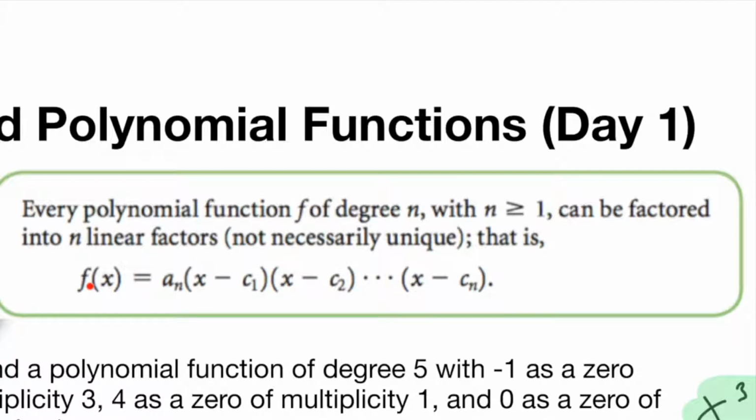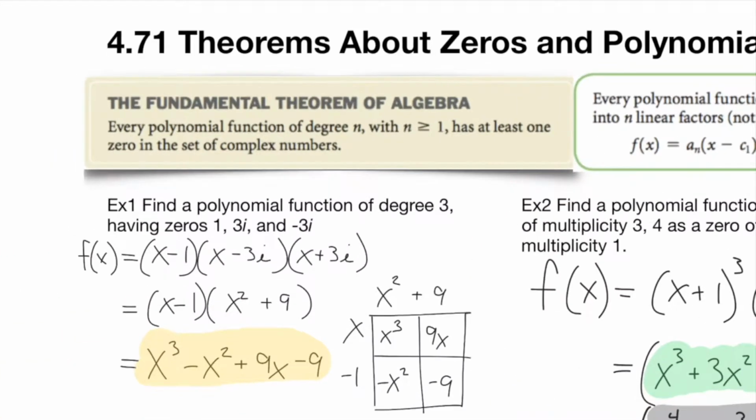And it's going to be over the complex numbers, so sometimes you might need imaginary numbers, but you can always turn every polynomial into that. If you know the degree of that polynomial, like if the degree is 5, if it started off with f of x to the 5th, then you would have 5 of these sets of parentheses, and maybe you might have a number out in front. You can always turn polynomial functions into that format. You can always factor them.